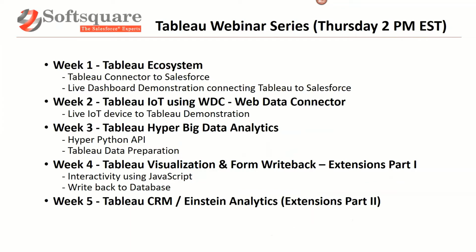So in week 1, we looked at the Tableau ecosystem and the built-in Tableau connector. And in week 2, we looked at the web data connector. It's a lightweight connector that can be used for real-time IoT communication in Tableau. And then we looked at the Hyper engine that's used for processing large volumes of data, bringing in millions of rows of data, compressing it, and making it easy for big data visualization. So we looked at that in week 3 using the Python API.